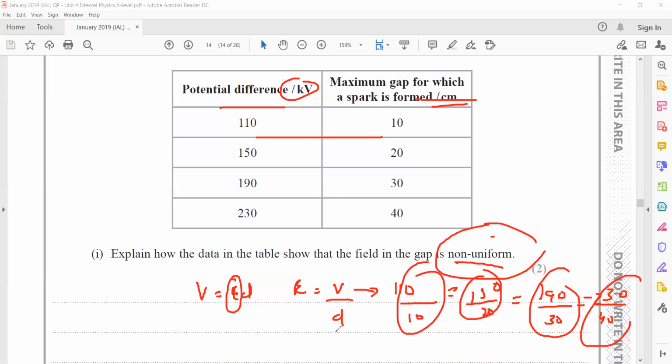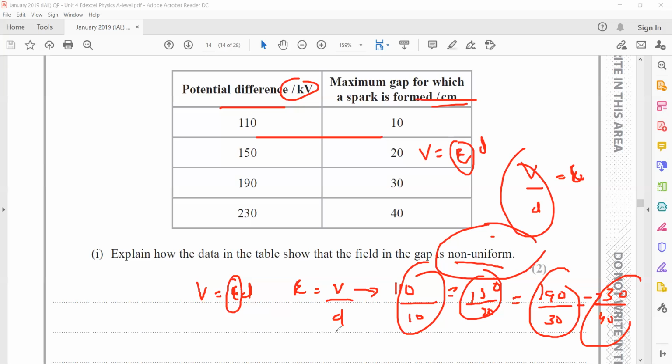So how can you use this data to confirm that the electric field is not constant? When we take the ratio, it's not the same, so it shows that it is not constant. Or, when two quantities are directly proportional, as we know from the formula V equals ED, their ratio should be constant. So V divided by E, I should get a constant result. But I'm not getting a constant result.